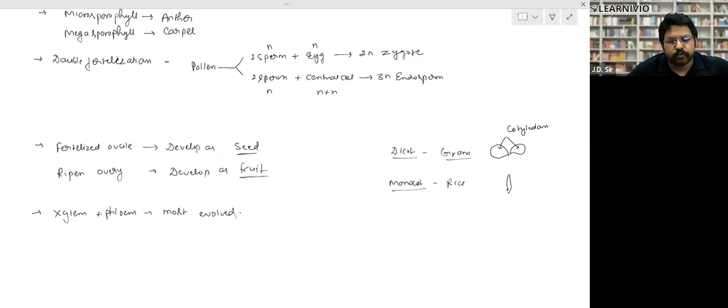You cannot divide rice into two parts, right? So this is one cotyledon. So I will call it monocot, right? Wheat is monocot, maize is monocot. You can divide all pulses into two parts, so they are called dicot. Clear? Yes, sir. Out of this, monocot are more advanced. Any more doubt? No, sir.